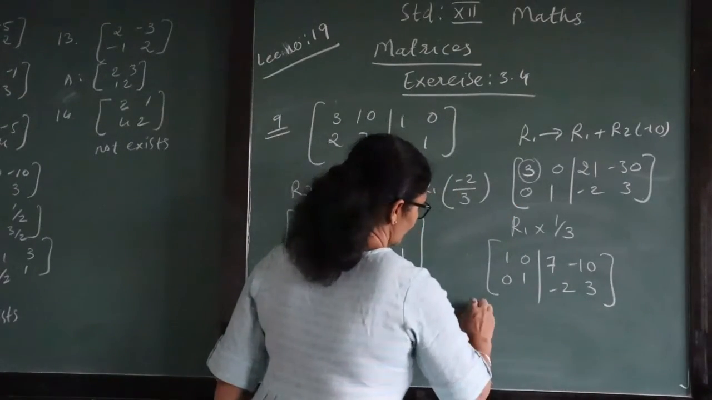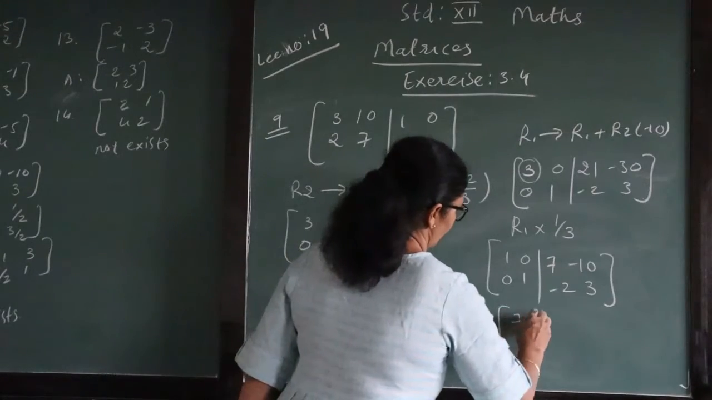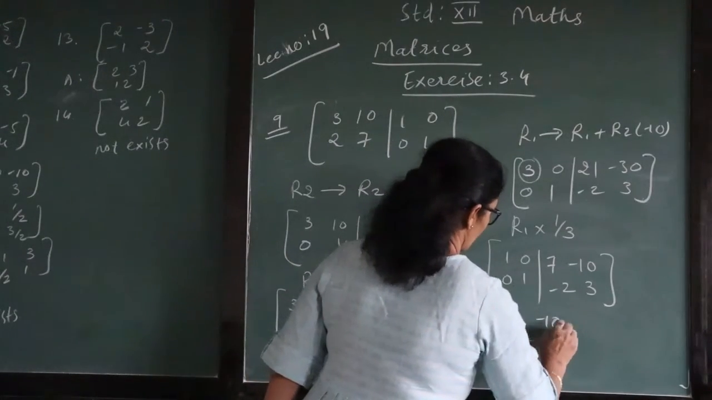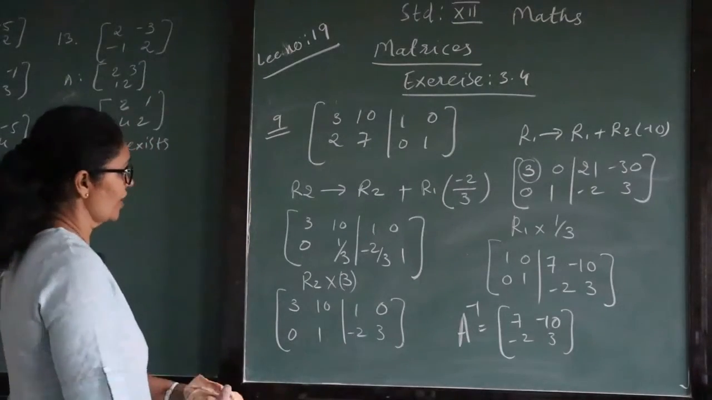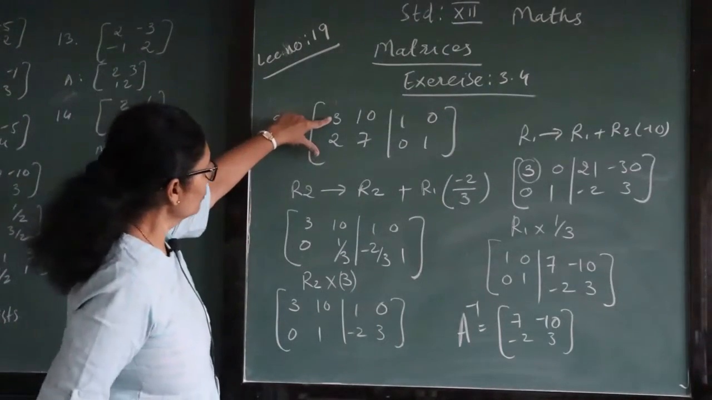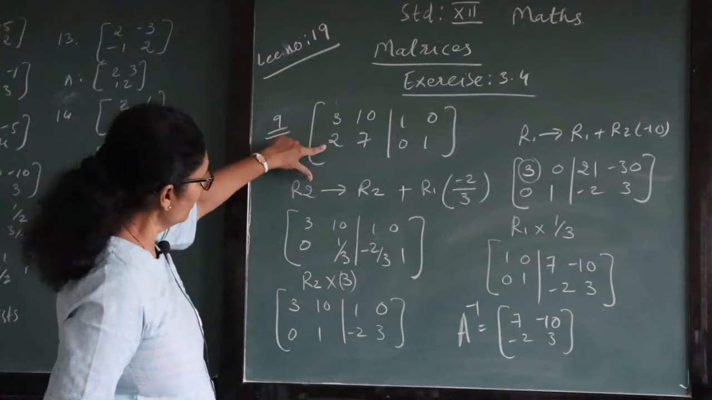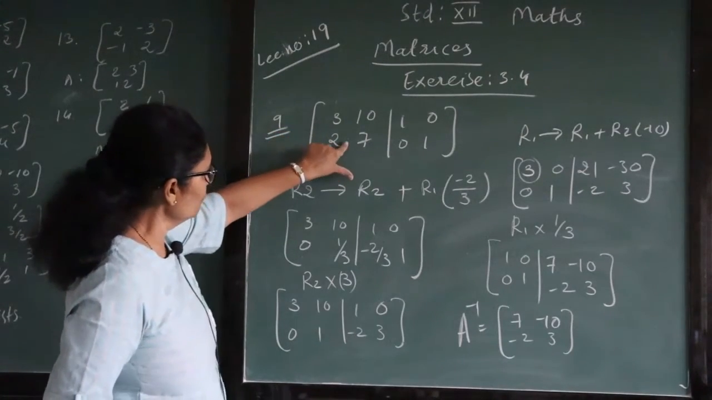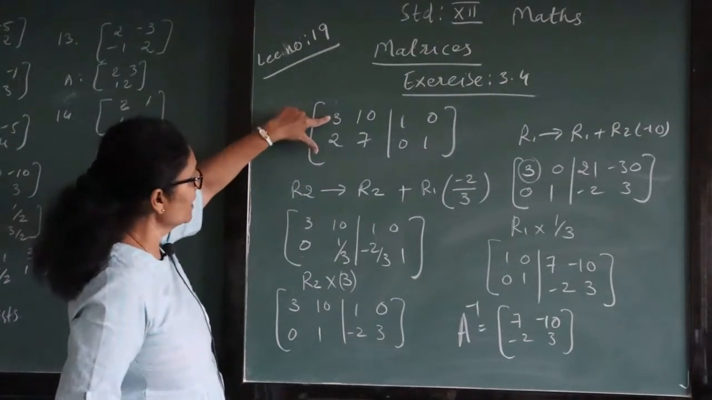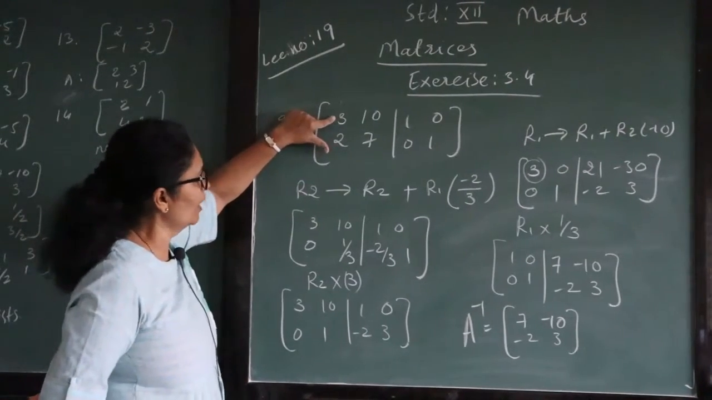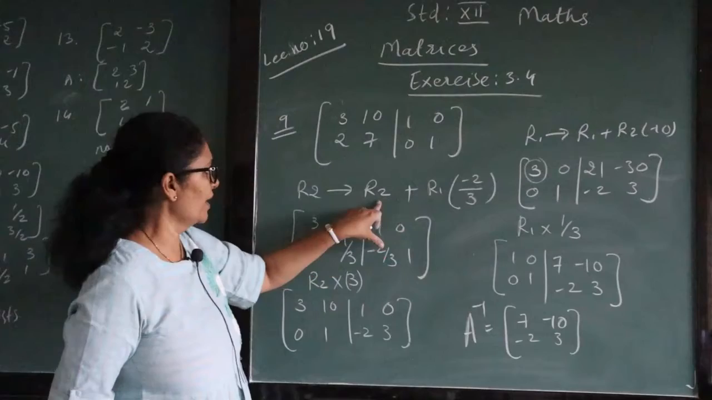So what you get as an inverse? 7 minus 10 minus 2 and 3. This is your answer. Now let's check it once. See what we have to do first. We have here 3, we have here 2. We don't want 2. First we have to remove this 2 and make it 0. So first we have divided this by 3 and then we have multiplied with minus 2 and added in second.